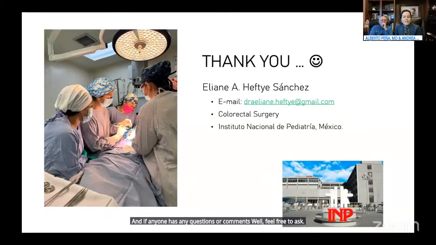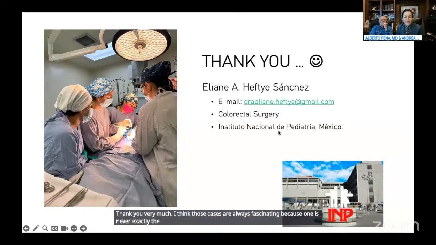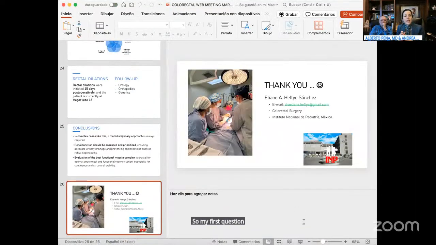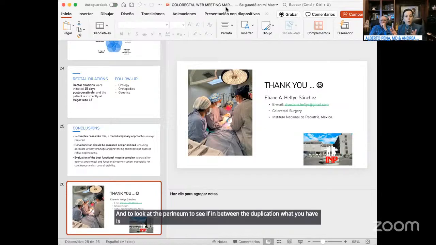Thank you very much. I think these cases are always fascinating because one is never exactly the same as the other. My first question is, did you do an MRI of the patient to look at the spine and to look at the perineum, to see what is in between the duplication, whether it is fat or something else?